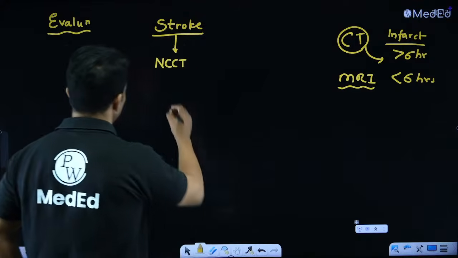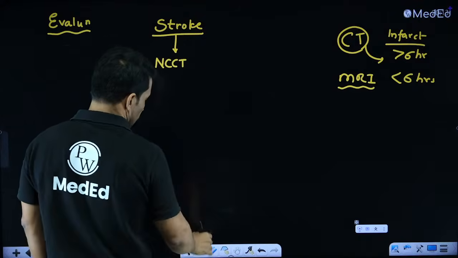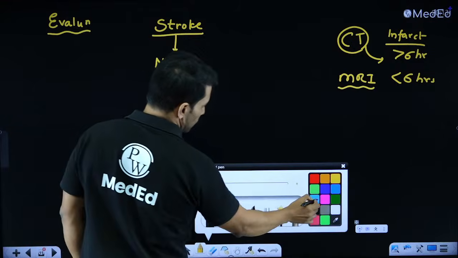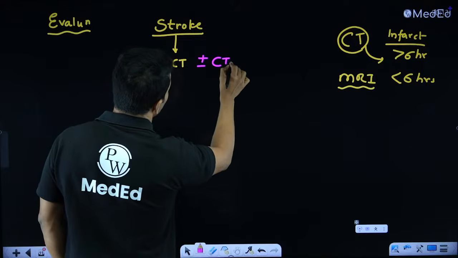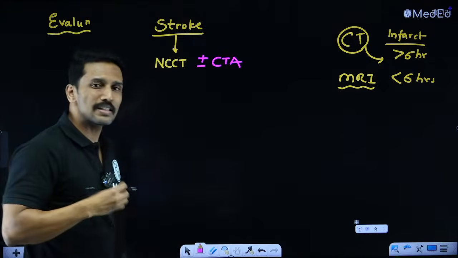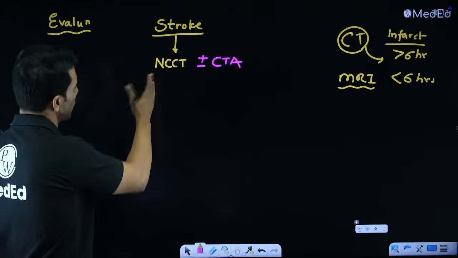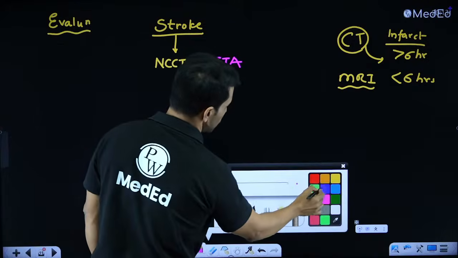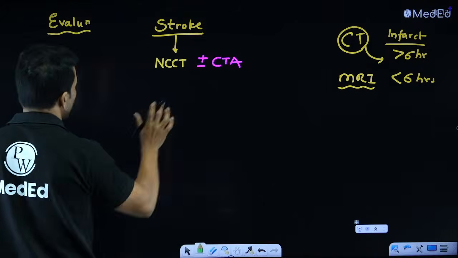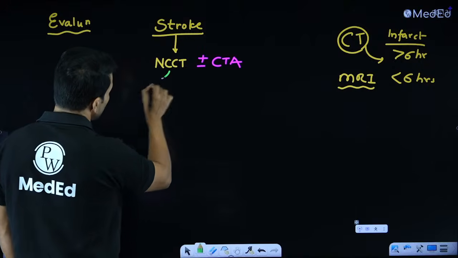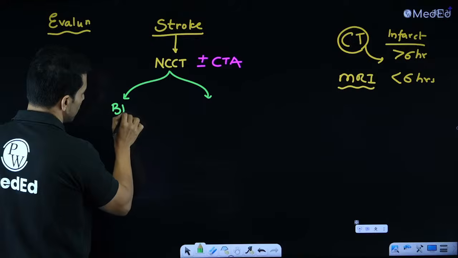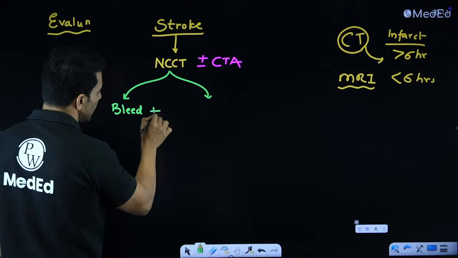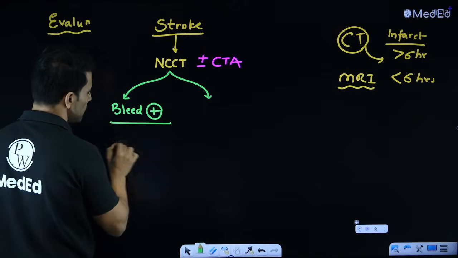When we're doing non-contrast CT, we often try to get the CT angio also done in the same sitting if it is feasible. If not feasible, okay, you just stick to non-contrast CT. There is a reason why we are doing CT angio. I'll tell you about that later. Once you get the non-contrast CT done, if you see bleed present there, then it becomes hemorrhagic stroke.